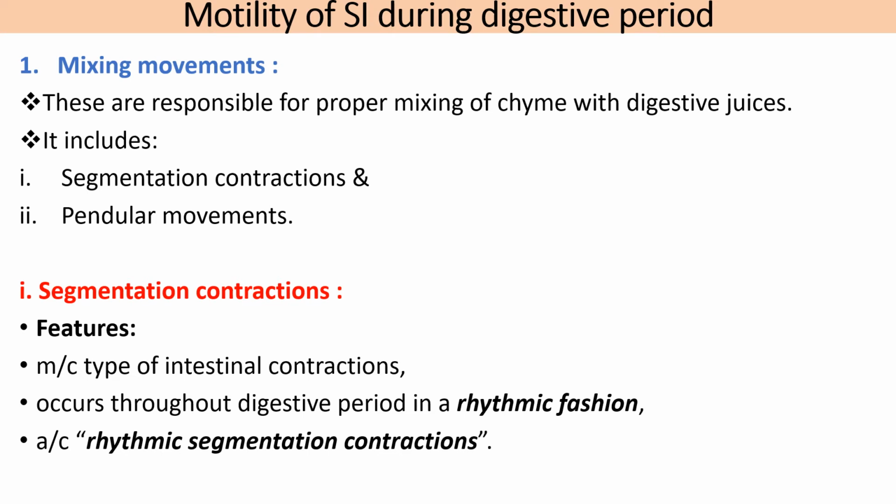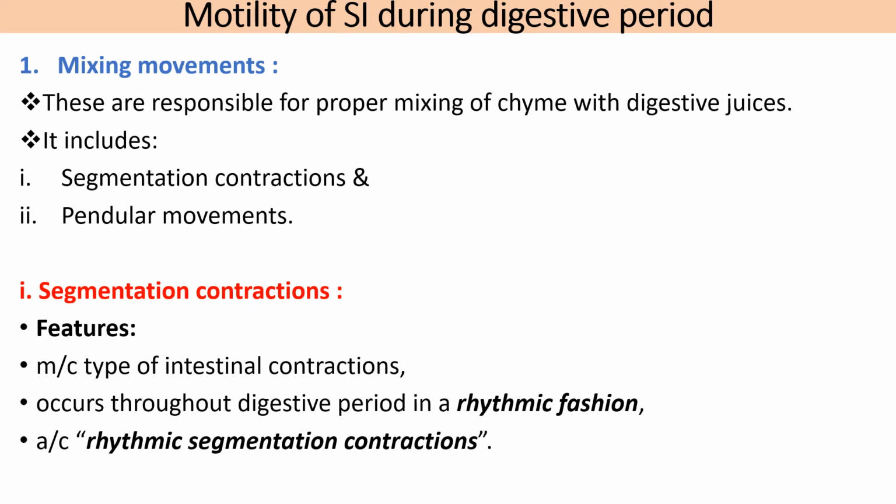So let us see the various types of movements that occur in the small intestine during the digestive period. The first type of movement is mixing movements. These movements, just like in the stomach, help in breaking the larger particles into smaller ones and also help in mixing the chyme thoroughly with the intestinal juices.